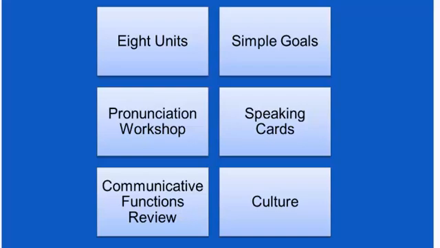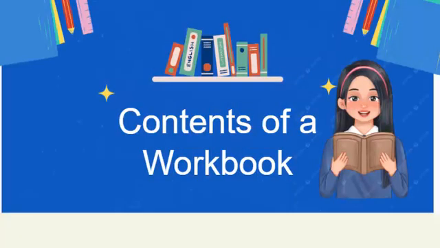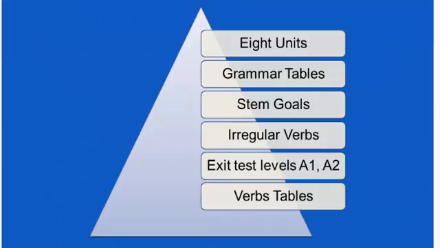Okay, but we also have a workbook. How do we use the workbook? It's pretty similar to the student book. We have the 8 units, the grammar tables, STEM goals, irregular verbs, exit test levels A1 and A2, and verb tables. Okay, so again, level 1 has the 8 units, the grammar tables, the STEM goals.